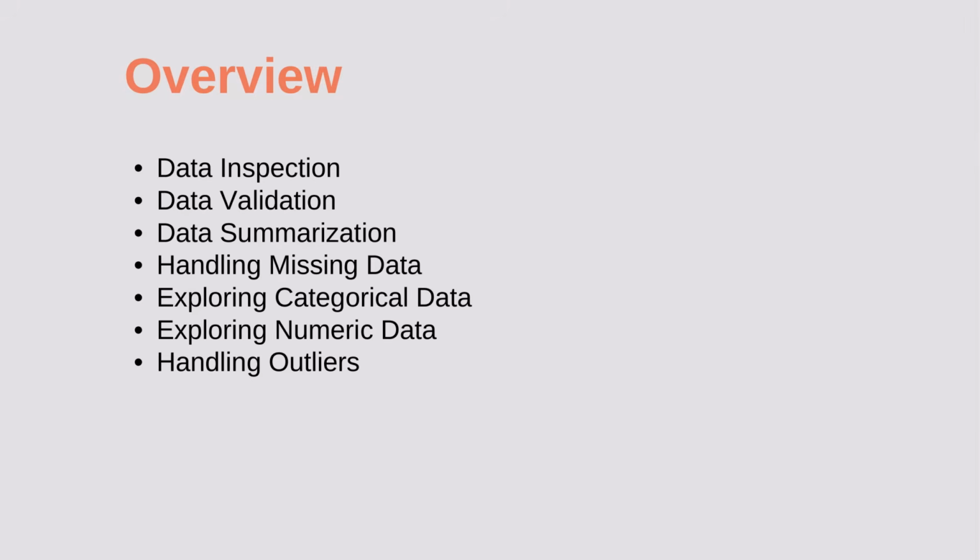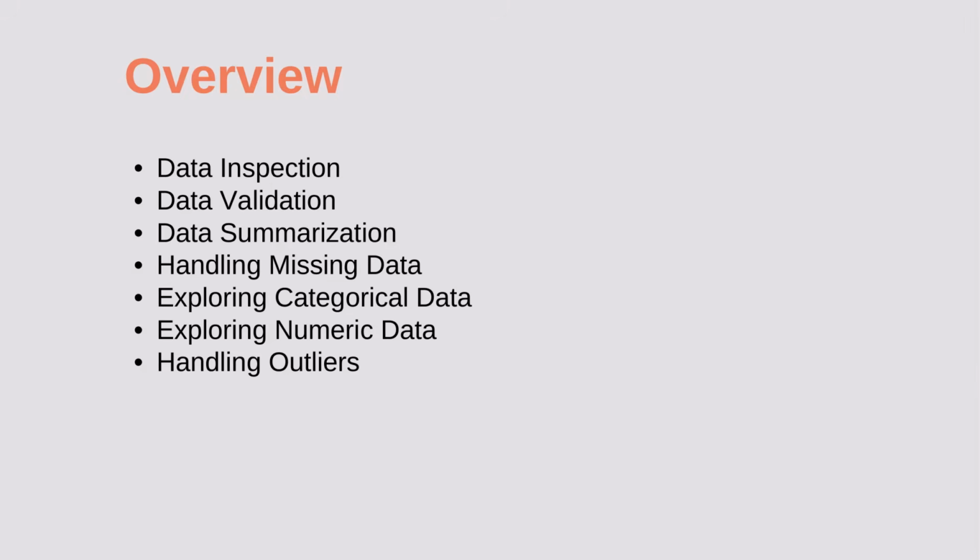In today's tutorial, we'll go through several key steps in exploratory data analysis. We'll start with data inspection, where we get a first look at the dataset to understand its structure and contents. Next is data validation, making sure our data is accurate, complete, and free of obvious errors. Then we move to data summarization, using statistics and visualizations to get a sense of distributions, trends, and relationships.